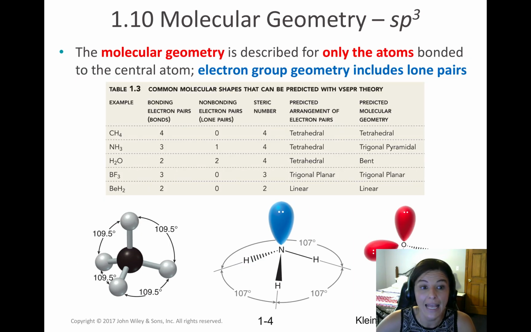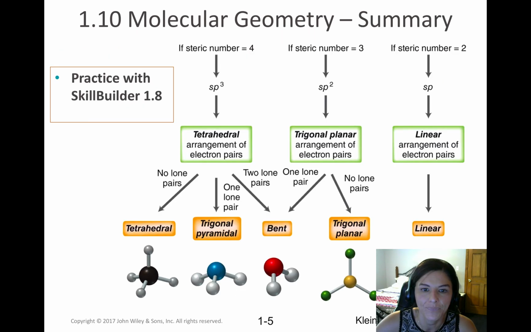Okay, now, again, the hybridization can then be used, once we find out what the hybridization is, to find the molecular geometry, okay? The molecular geometry is described for only the atoms bonded to the central atom that we're talking about. It doesn't involve the lone pairs. Electron group geometry, which we just talked about, does involve the lone pairs. We aren't interested in that. We are only going to be focusing on molecular geometry, what the molecule actually looks like, okay?